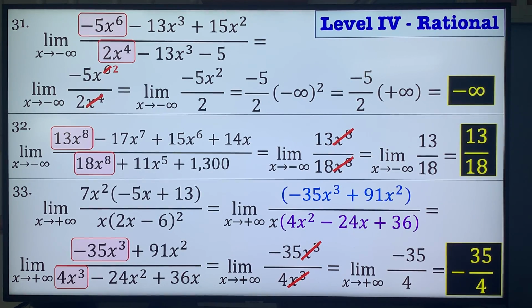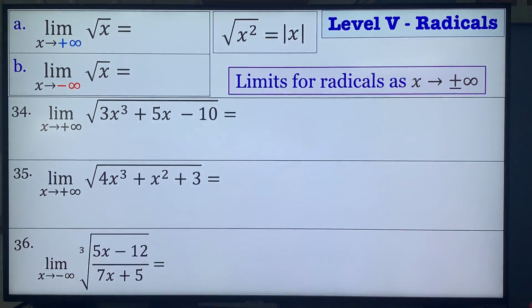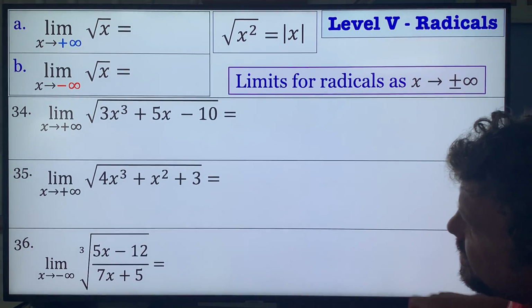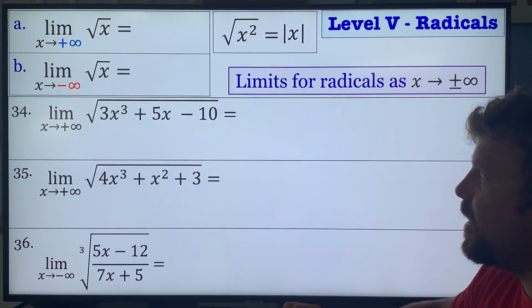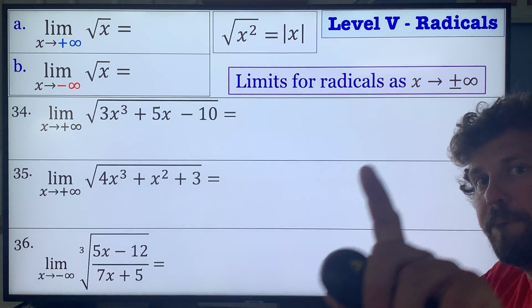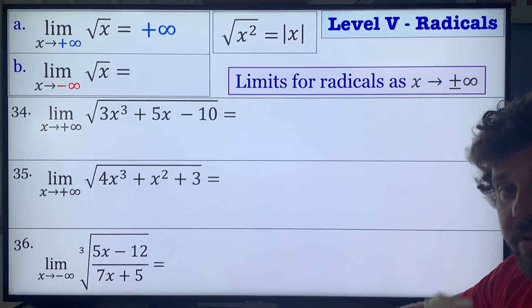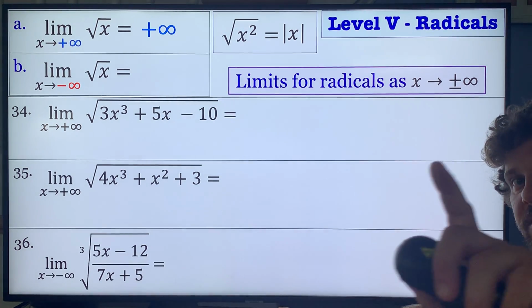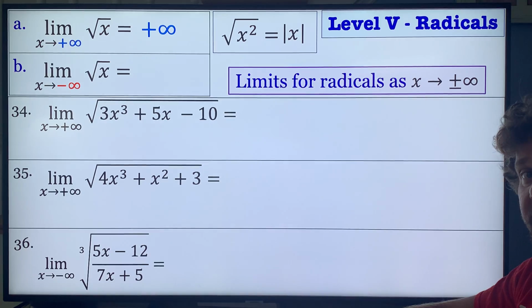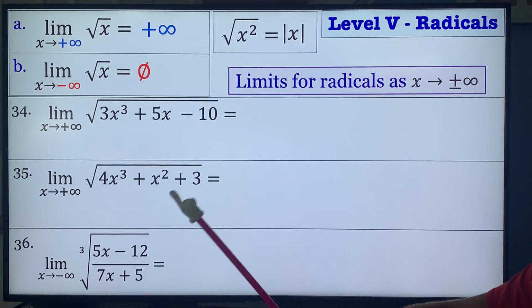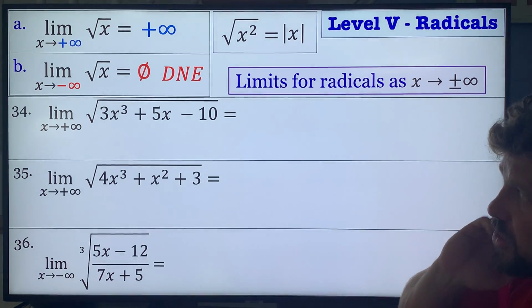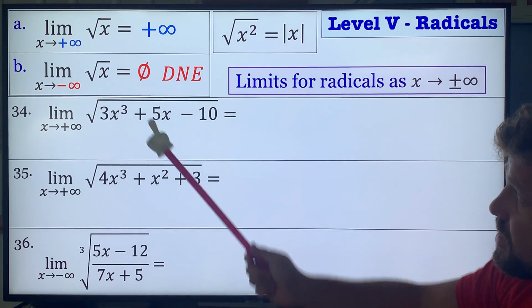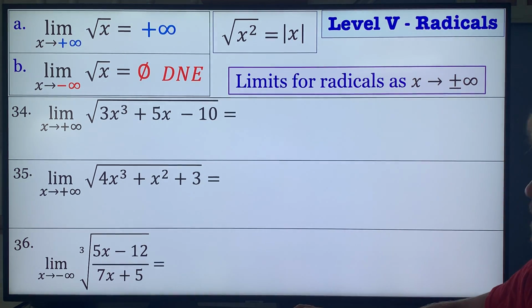Now let's go to level 5. Radicals. What do you think the limit of radical x as x approaches infinity is? Infinity. Square root of infinity is infinity. What do you think the square root of negative infinity is? The limit of that is, doesn't exist because the answer is undefined. So negative number is undefined, so the limit actually is DNE. Got it?